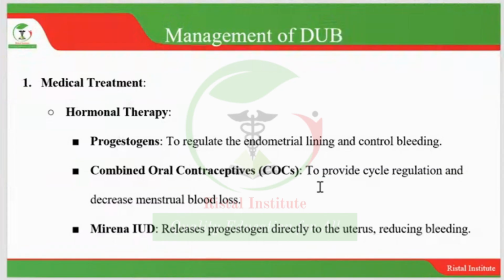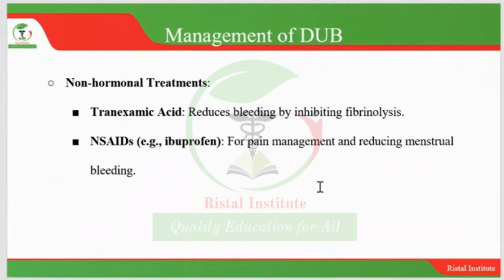decrease menstrual blood loss. Then Mirena IUD releases progestogen directly to the uterus, reducing bleeding. Mirena IUD, this is the type of IUD which is hormonal. Non-hormonal treatments include tranexamic acid, which reduces bleeding by inhibiting fibrinolysis. Then NSAIDs such as ibuprofen for pain management and reducing menstrual bleeding.